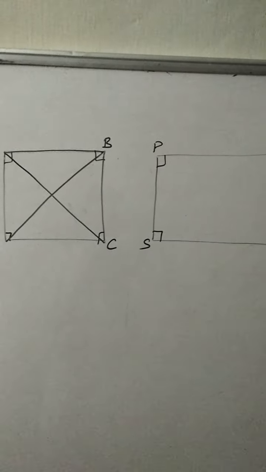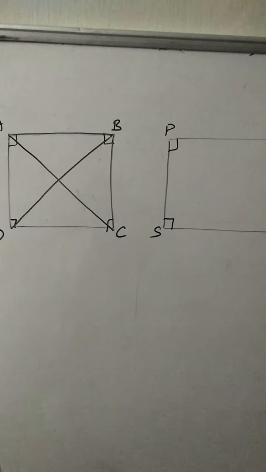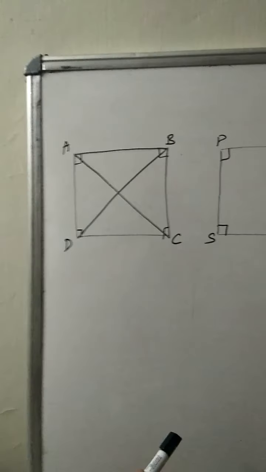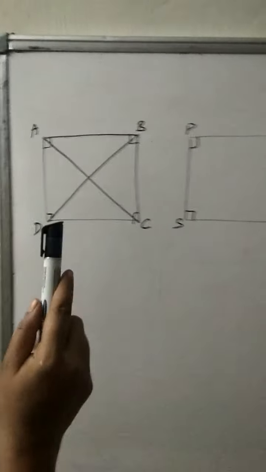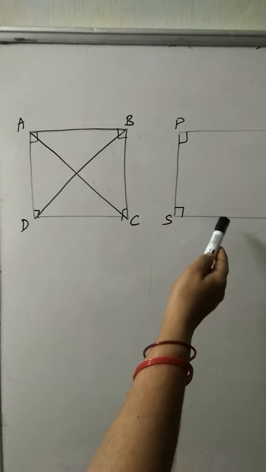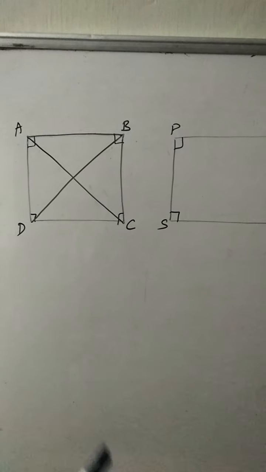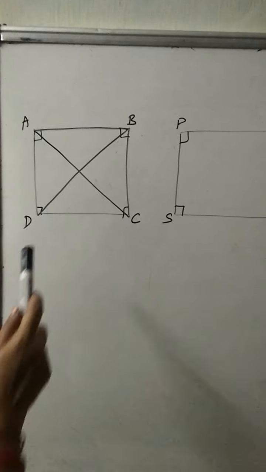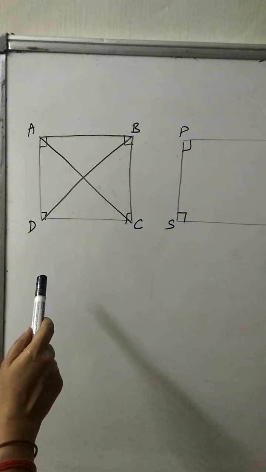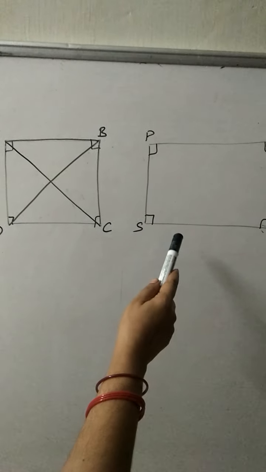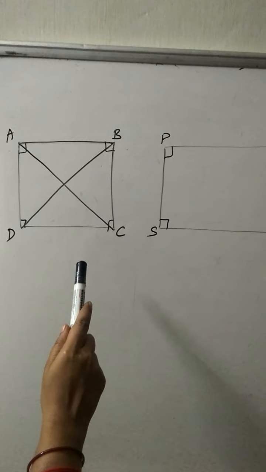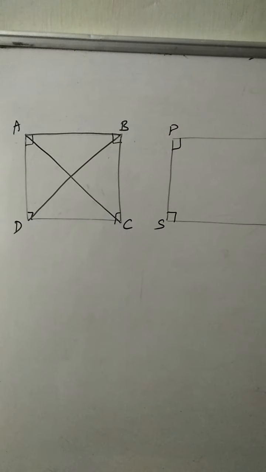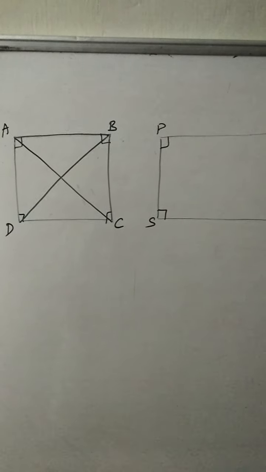Now today's question, which you have to answer in the comment section: can we call a square a rectangle? Can we call a rectangle a square? Why or why not? So this question you have to answer. I am repeating it. Can we call a square a rectangle? Can we call a rectangle a square? Why or why not? Please write your answer so that I can understand whether you have understood or not.